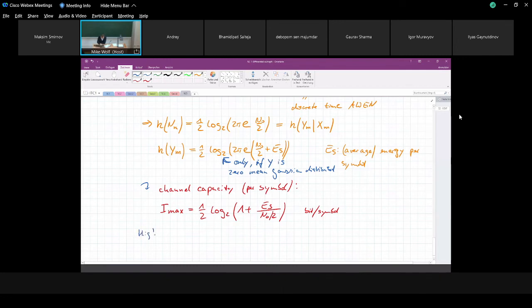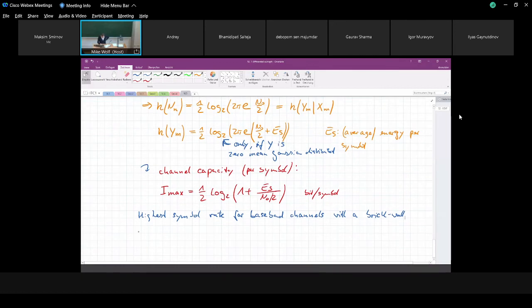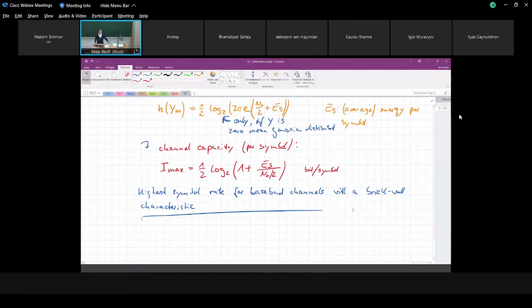So, and this is the next question, basically, and this is highest symbol rate for baseband channels. So we don't take a look at bandpass channels. For baseband channels with a brick wall characteristic. This is the next subsection, basically.